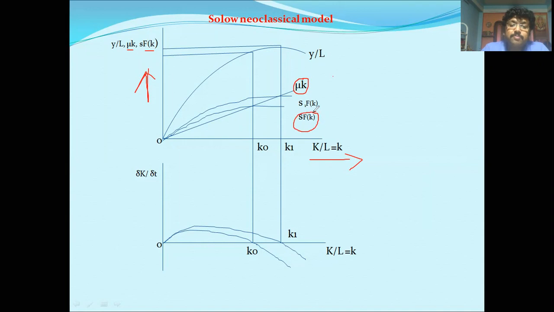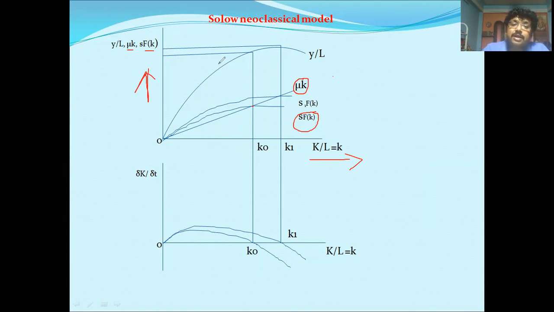So in my previous slide, I have shown the relationship that the rate of change in capital per head is the difference between the savings per head and the capital accumulation per head. So this is the equilibrium point, where both are the same. That is, the capital accumulation per head and the savings per head are the same.